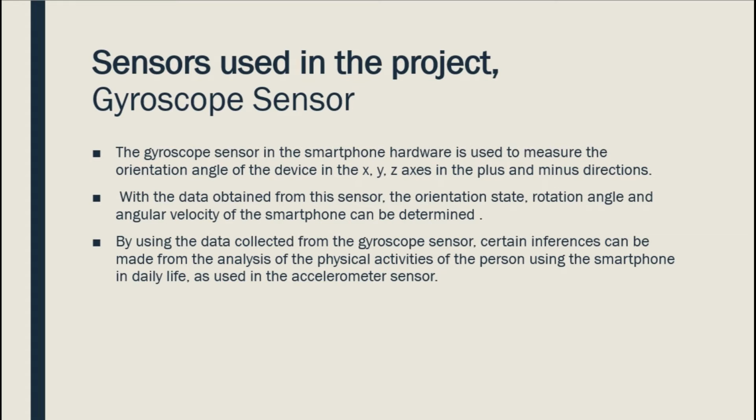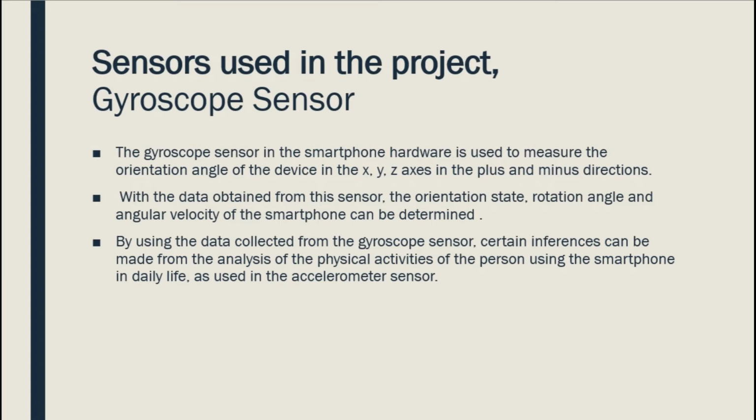The gyroscope sensor in the smartphone hardware is used to measure the orientation angle of the device in the X, Y, Z axis in the plus and minus directions. With the data obtained from this sensor, the orientation state, rotation angle and angular velocity of the smartphone can be determined. By using the data collected from the gyroscope sensor, certain inferences can be made from the analysis of the physical activities of the person using the smartphone in daily life, as used in the accelerometer sensor.